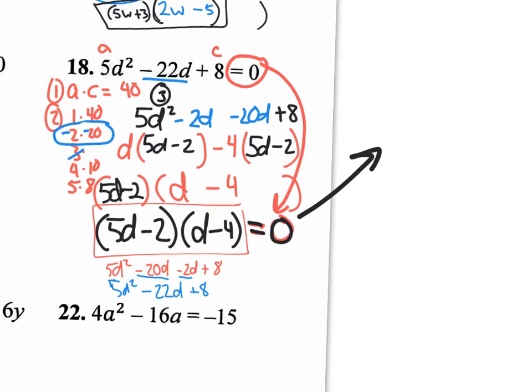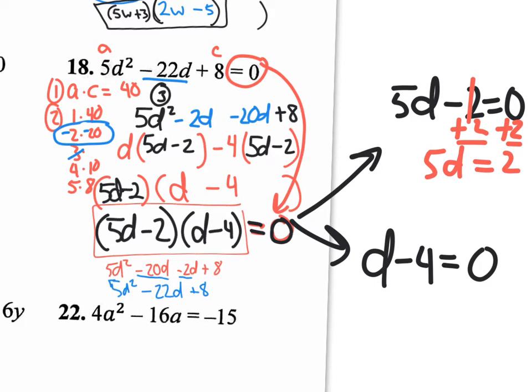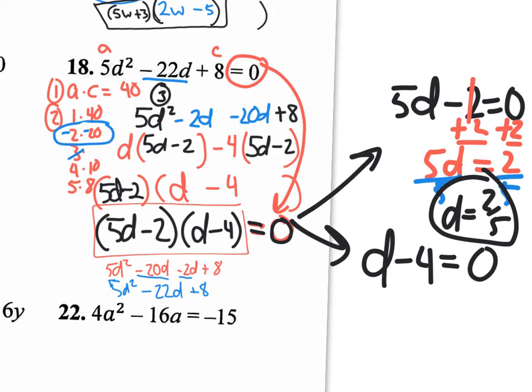So let me split them over here. I'm going to have 5d minus 2 equals 0, and the other one is going to be d minus 4 equals 0. And of course, if we add 2 here, add 2 over there, you're going to get 5d equals 2. Final step would be to divide by 5, divide by 5. So one answer is d equals 2/5, 2 divided by 5. The other one's going to be a simple answer, d equals 4. So of course we have two answers for this quadratic trinomial equation.